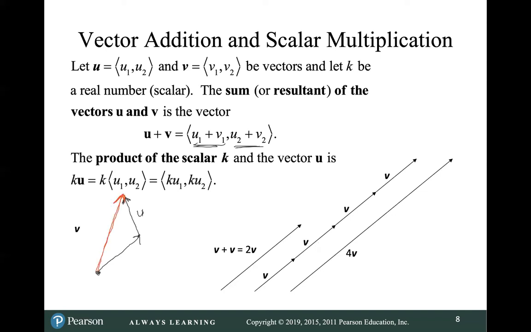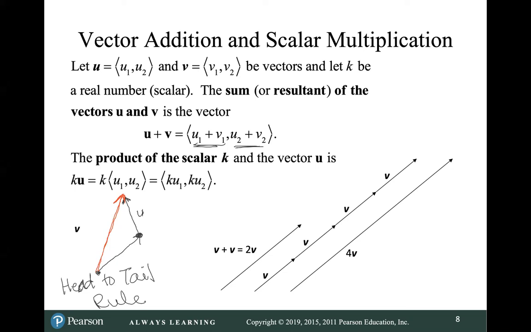Sometimes we call this the head to tail rule. Head to tail because I start my next vector at the head, or the arrow, of my previous vector. And that means that if I add the same vector to itself multiple times, such as 4 times, I can just say v plus v plus v plus v, which, just like with adding numbers, I can then write as 4 times v.